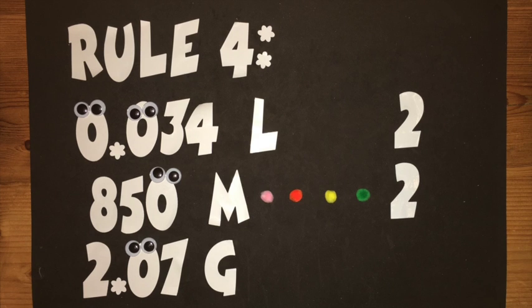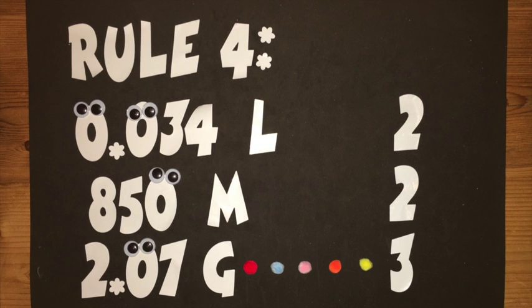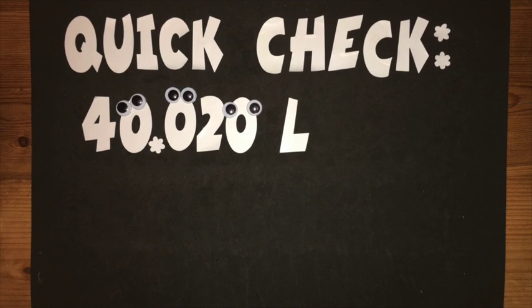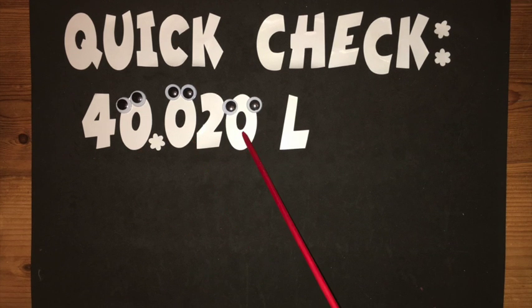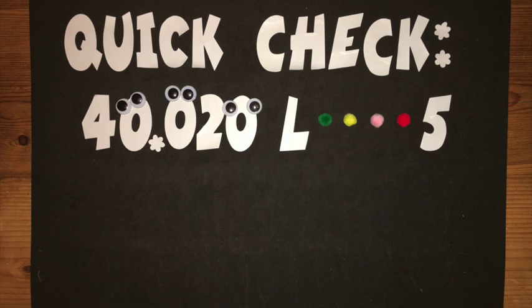How many Sig Figs are in our last example? Is the 0 significant? Yes, the 0 in 2.07 grams is not a placeholder 0. It's a sandwiched 0. Now for a quick check. 40.020 liters. Let's count the significant zeros. This 0 is significant, this 0 is significant, and this 0 is significant. Therefore, there are 5 total significant figures.